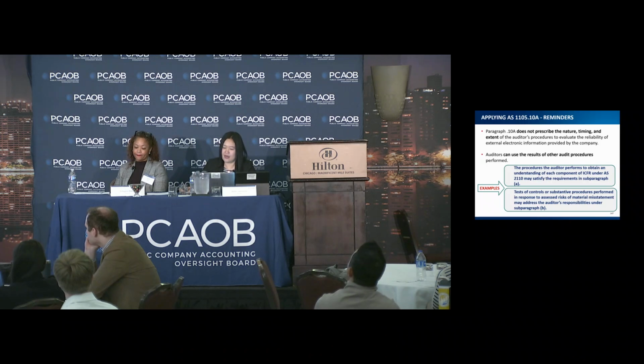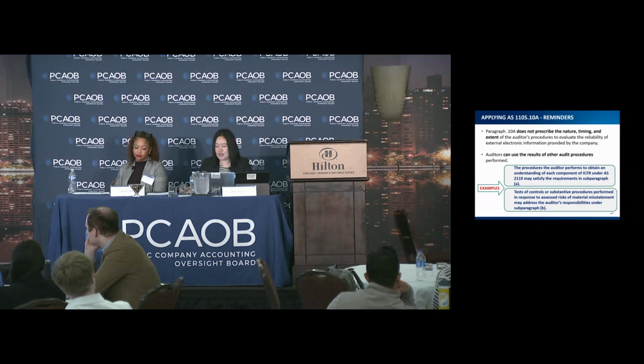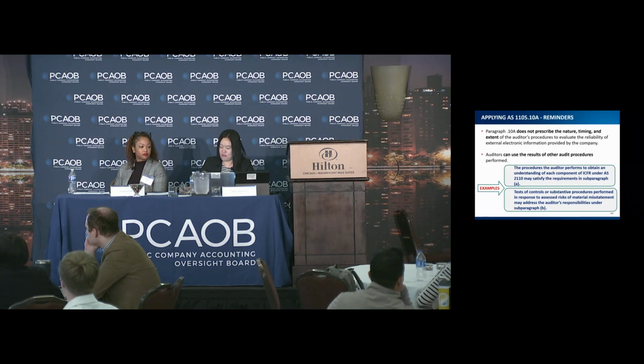So the key here is that the results of other procedures need to address the provisions of paragraph 10 cap A. So in the second example, if the auditor's understanding or testing of ICFR covers the company's controls over receiving and processing the information, but does not include the maintaining part, that last part, the auditor may need to augment that testing to cover maintenance of the information in order to comply with subparagraph B.